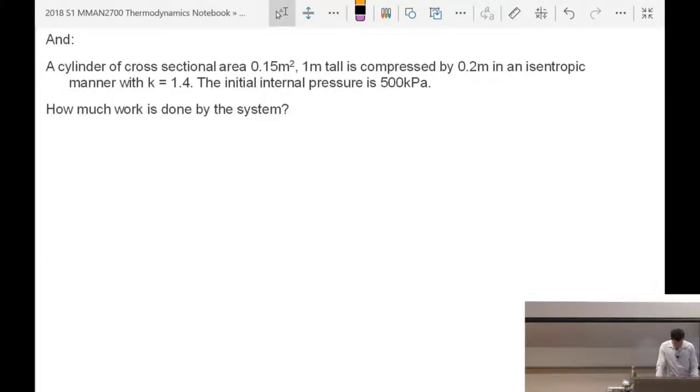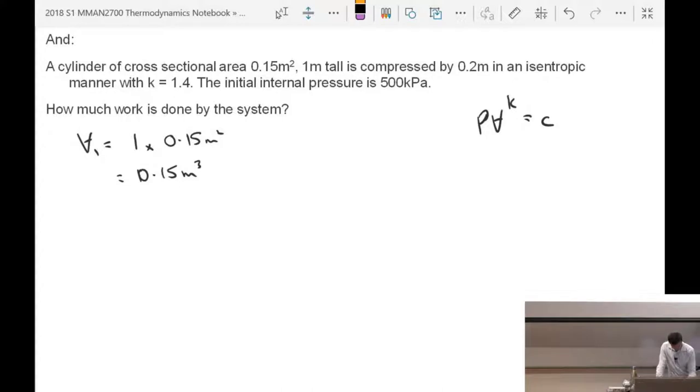Good. Okay, so now we're saying PV to the K is some constant. We've got a pressure one, we need our volume one. Volume one equals height times cross-sectional area, 0.15 meters squared. Cool, so we've got our initial volume. We can get our volume 2 while we're at it, 0.8 times 0.15.